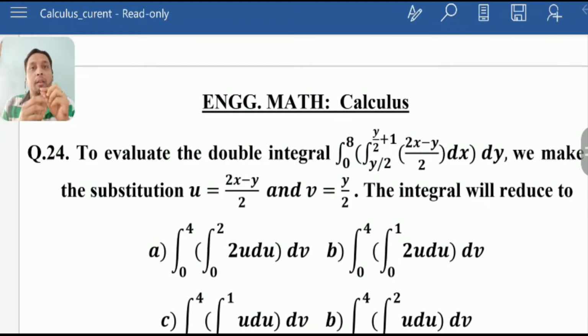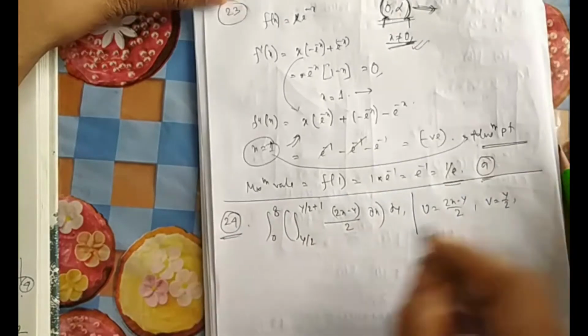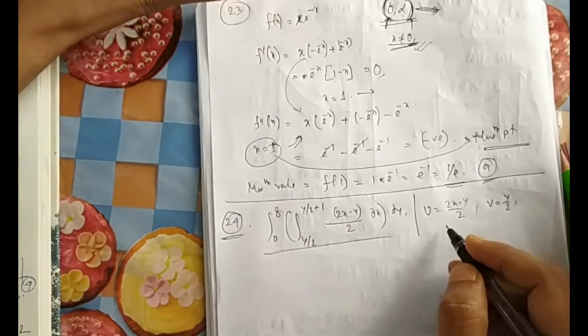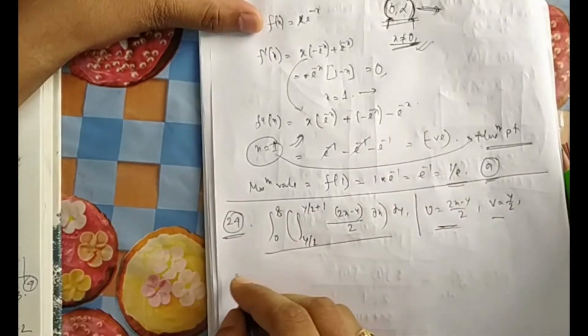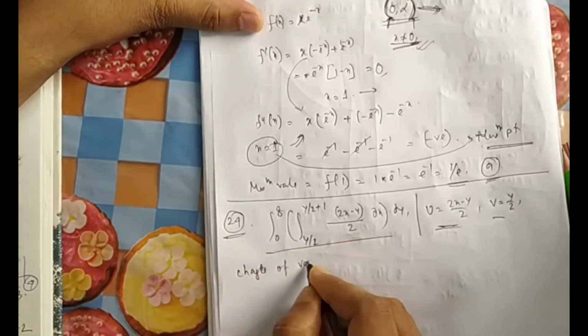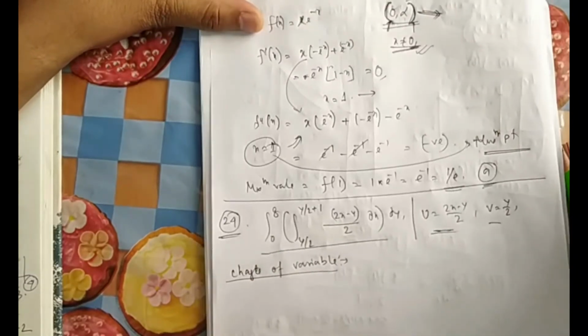Okay then, let's start. In question number 24, they have given you this integration, and they want to substitute this here. So this is known as change of variable. To understand how you will do this, let me explain some brief theory.